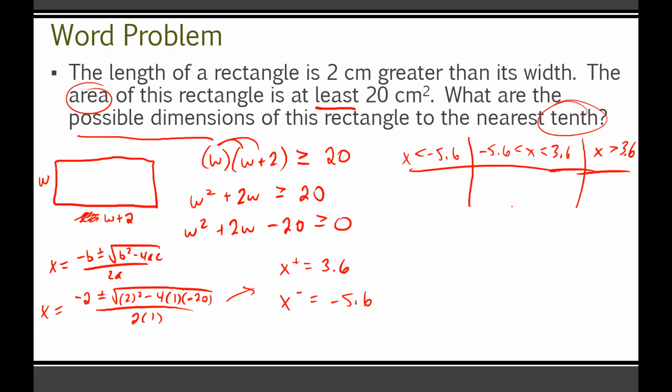But let's just take a step back for a brief moment and think logically about this. What is x, or I guess in this case, we really should call it w. What does w represent here? W represents the width of this rectangle. Does it make sense for us to have a width that's less than negative 5.6? That's not even a rectangle at all. That's a negative width on a rectangle. That makes no sense at all.